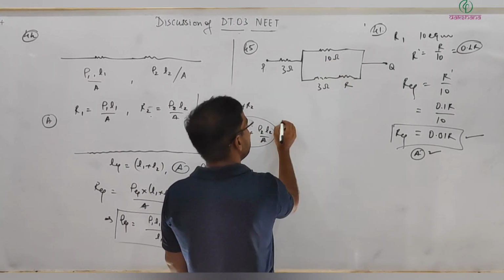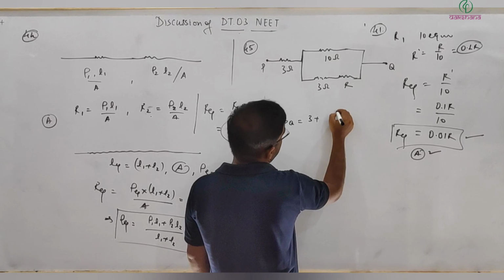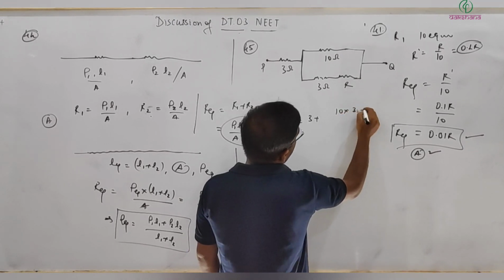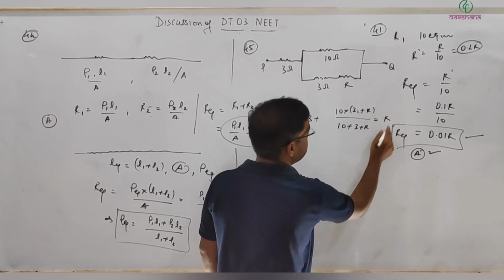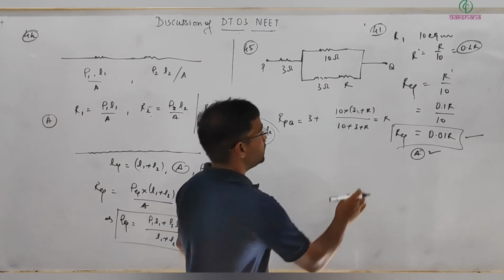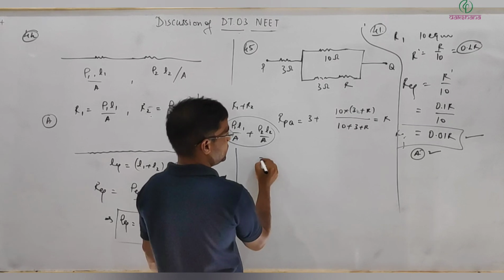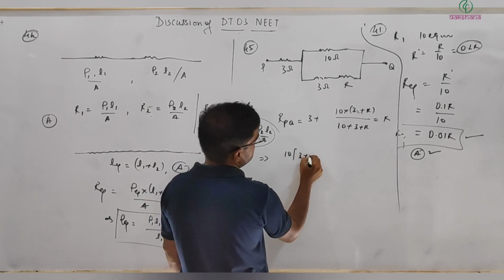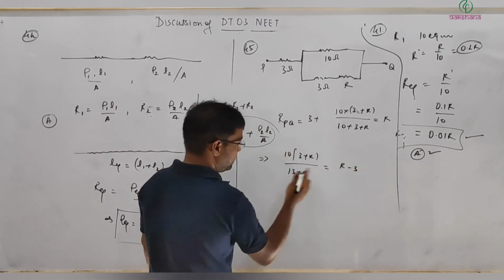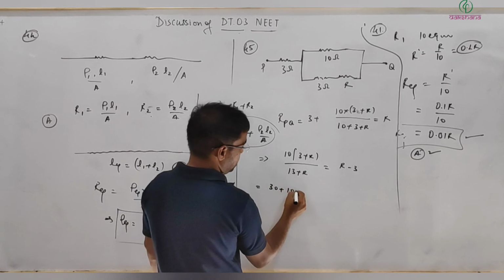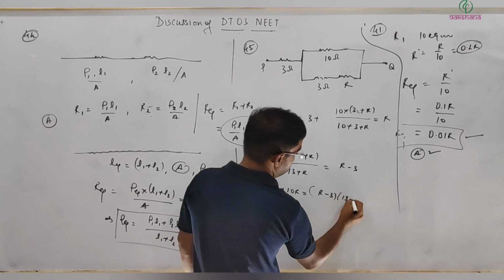the 10 ohm, and so R PQ I can write as 3 plus the equivalent of this, that is 10 into 3 plus R divided by 10 plus 3 plus R, and this is given by R because R PQ is given as R, right? We can simplify it. So this is 10 into 3 plus R divided by 13 plus R equal to R minus 3. We can multiply it: 30 plus 10R equal to R minus 3 into 13 plus R.